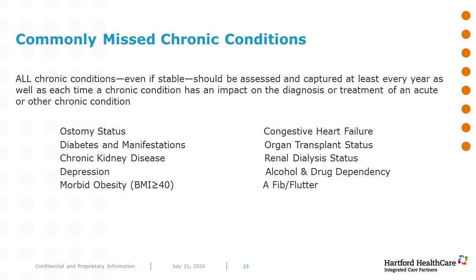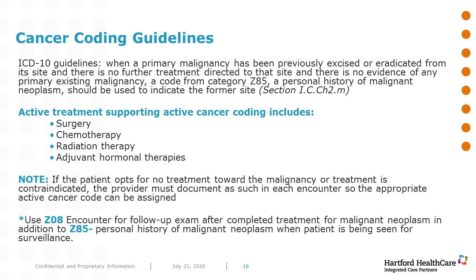Morbid obesity. Lots of times a patient is under treatment for chemo and they start to gain weight. So capturing that patient's BMI and documenting the morbid obesity is very important. Congestive heart failure lots of times can be contributed to the chemo drugs. So if it's actually assessed and found, or if the patient has a history of congestive heart failure, making sure that we're documenting and coding it at the time of the encounter is very important as well. So here are some additional cancer coding guidelines.